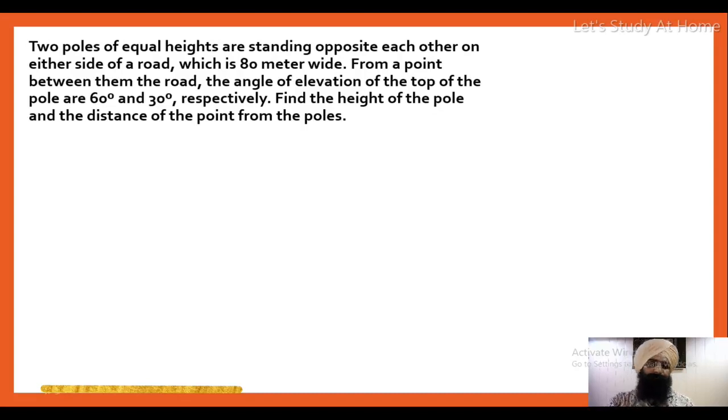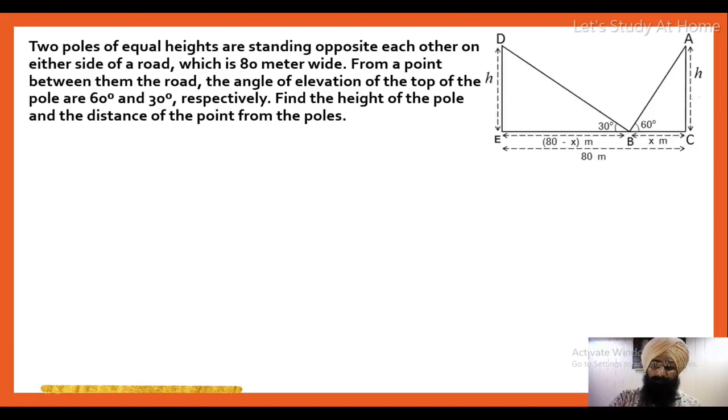Next, two poles of equal height are standing opposite each other on either side of a road which is 80 meters wide. The road is given, that is 80 meters wide. Let's see. And a point is between the poles on the line joining both poles. So the road is 80 meters wide. We will divide the road into two parts using the point B. One is x, the other is 80 minus x.